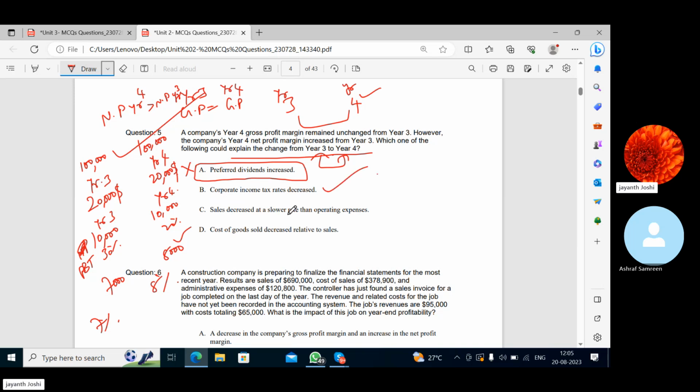Sales decreased at a slower rate than operating expenses. See, if the sales decrease, that will change the gross profit figures. But my question is firm about gross profit being equal. So this is a wrong statement, correct? And if cost of goods sold increases or decreases, I cannot get equal gross profits. This is also a wrong statement. So only this statement goes well, right? Right. Next question.